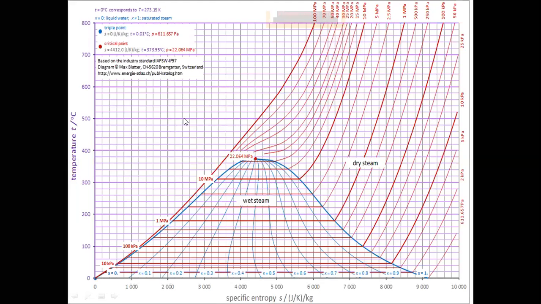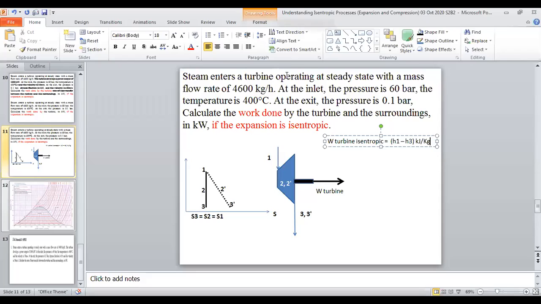So W isentropic is H1 minus H3, that is for 1 kg. So here the unit may be kilojoule per kilogram. And when you have the mass flow, W turbine isentropic is H1 minus H3 in kilojoule per kilogram.